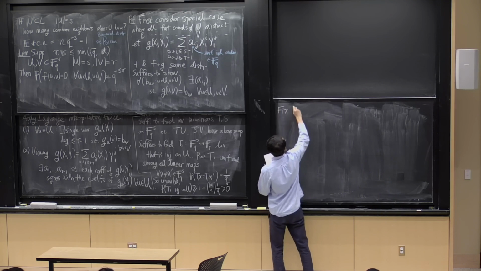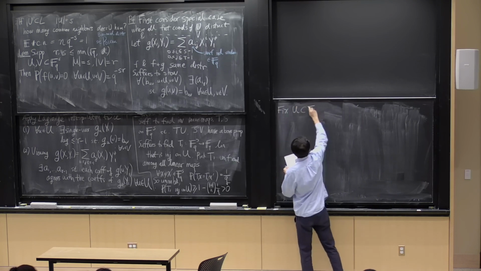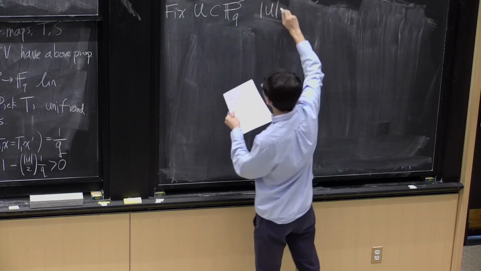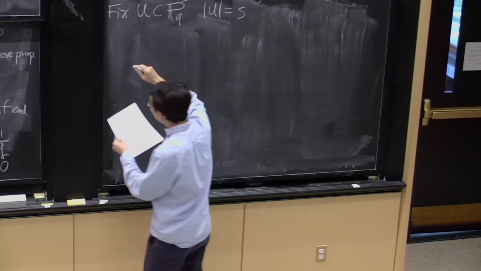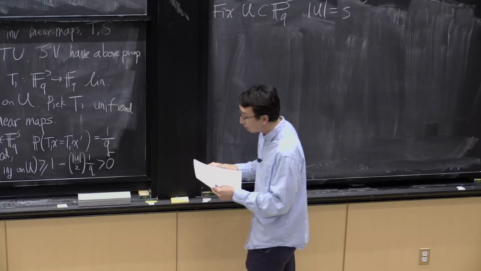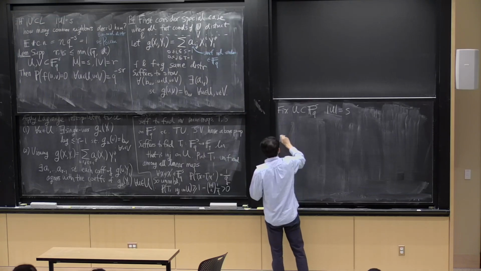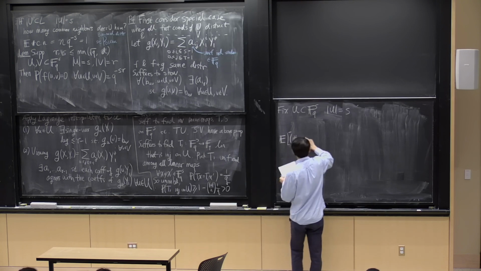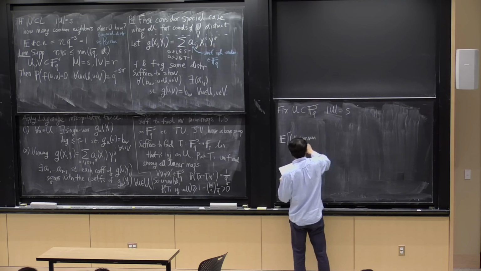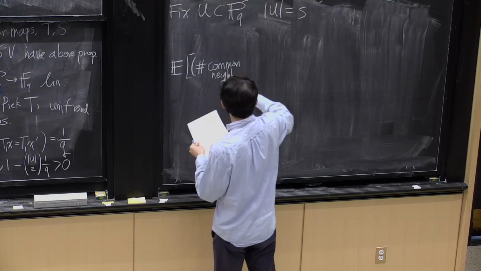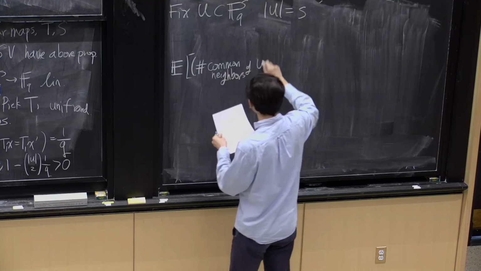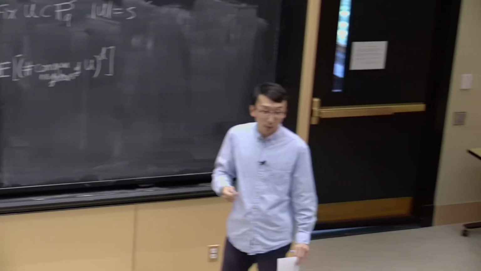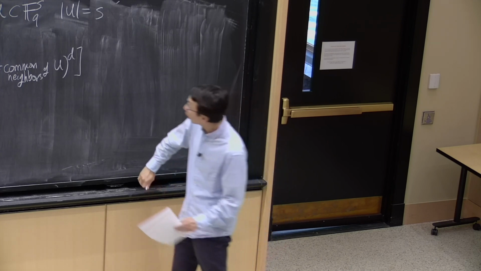So let's fix a subset U of F_p^s with exactly s elements, and I want to understand how many common neighbors it has. Let's consider the number of common neighbors of U and the dth moment of this random variable. This is a common way to do upper tail bounds.